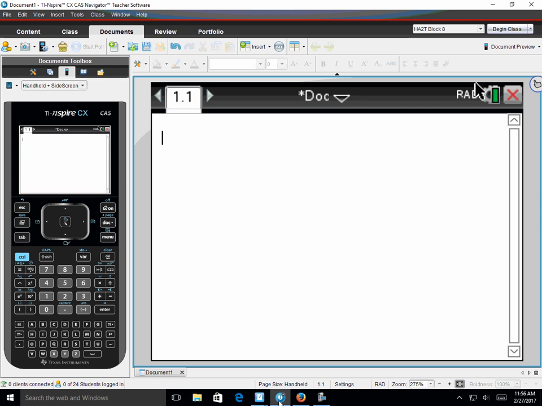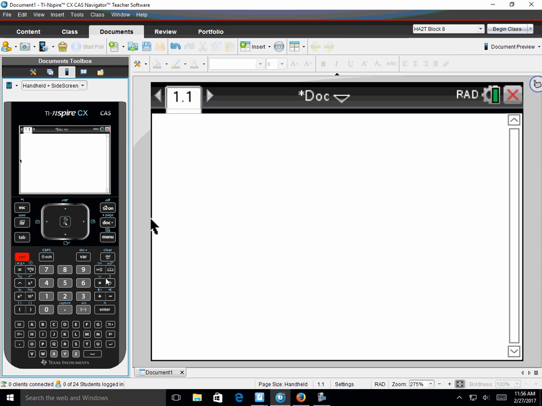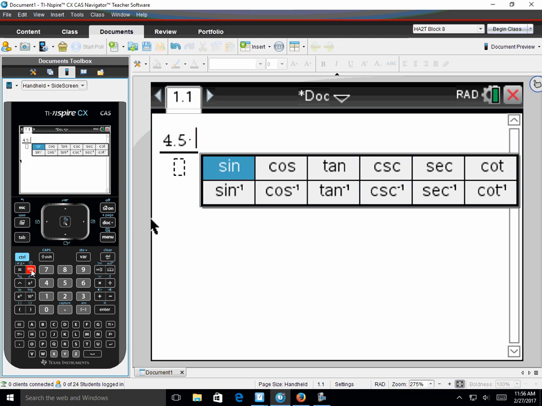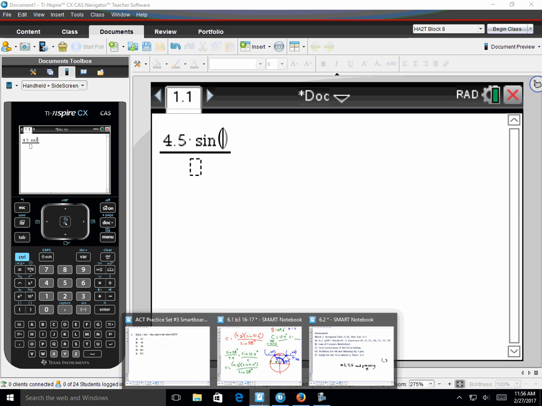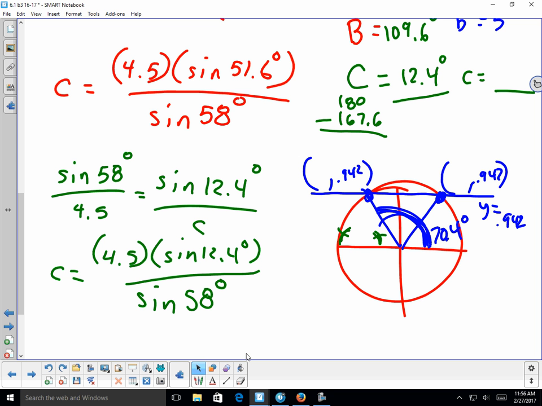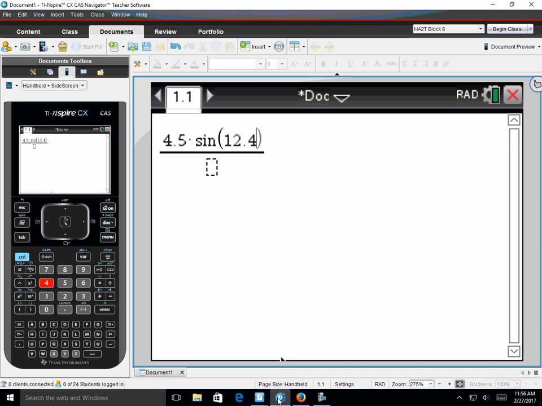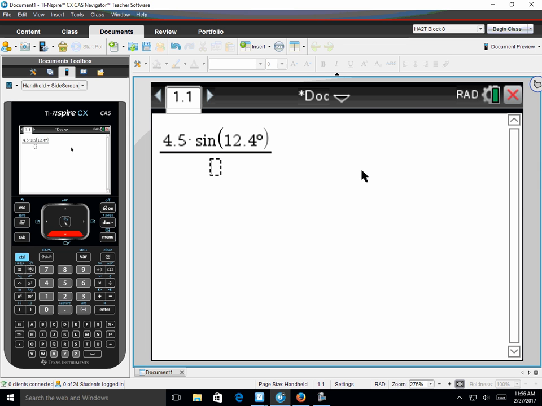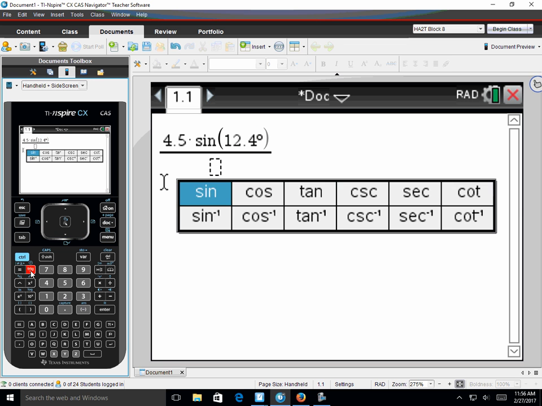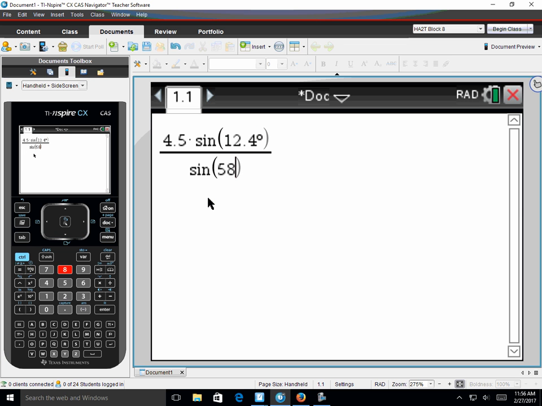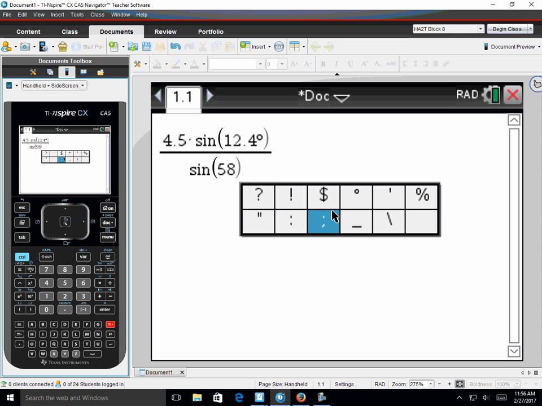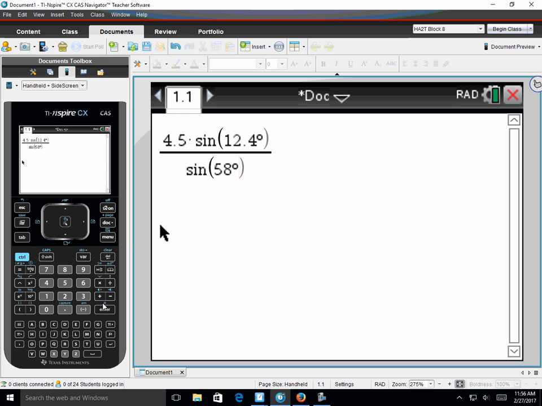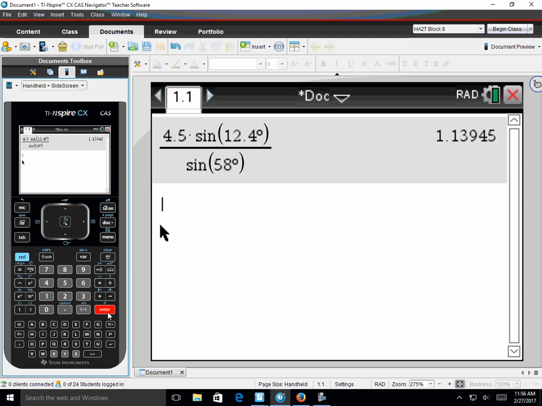Yeah. We go to a calculator, put a fraction template. We're going to do 4.5 times sine of 12.4 over sine of 58. Sine of 12.4, but I need degrees. Over sine of 58 degrees. And we do that and we end up getting 1.14.